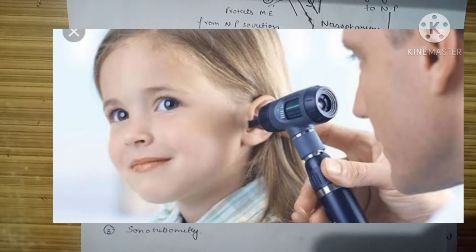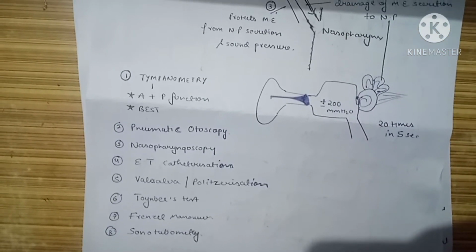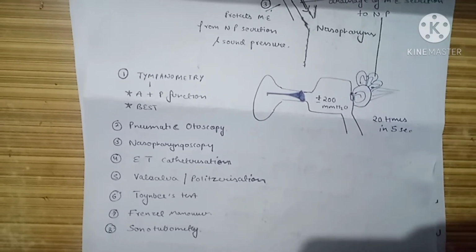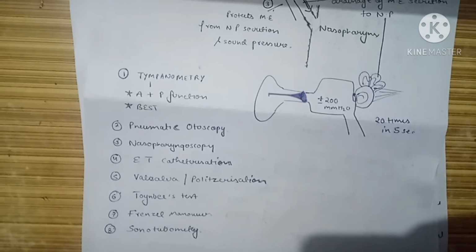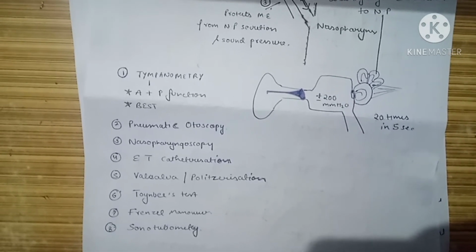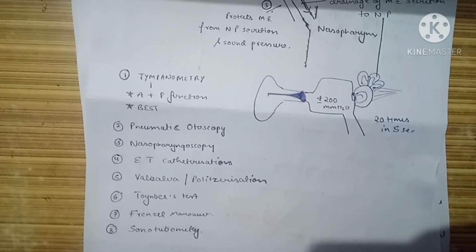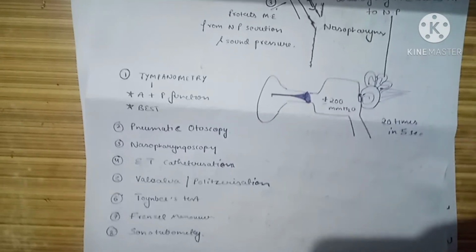By creating pressure changes, we see the tympanic membrane mobility. A normal tympanic membrane mobility tells about normal eustachian tube functioning, because it will lead to a normal pressure within the middle ear, which will lead to a normal tympanic membrane mobility.